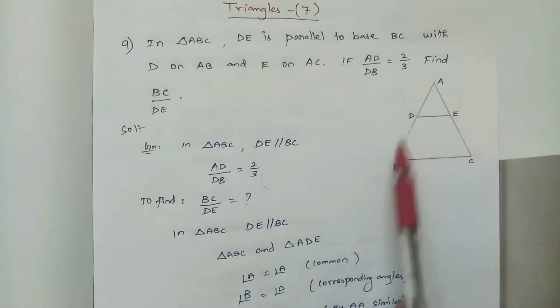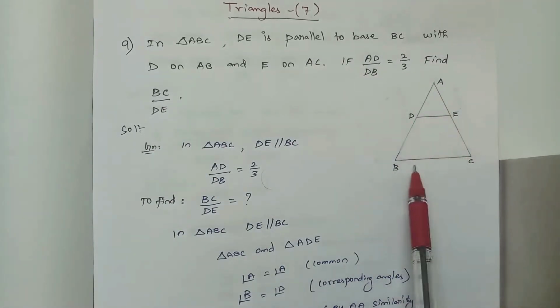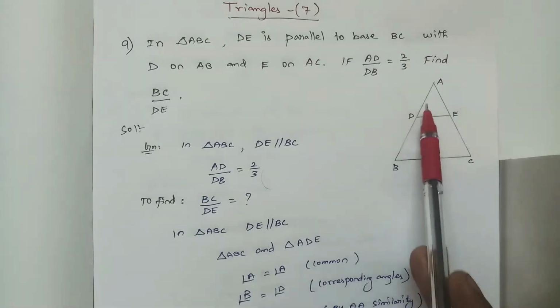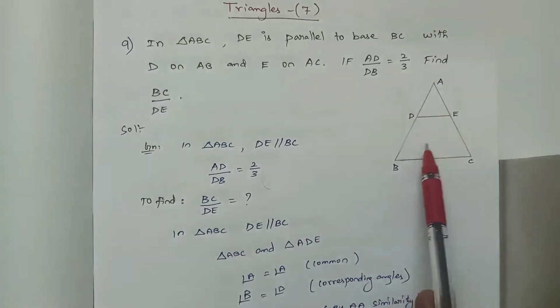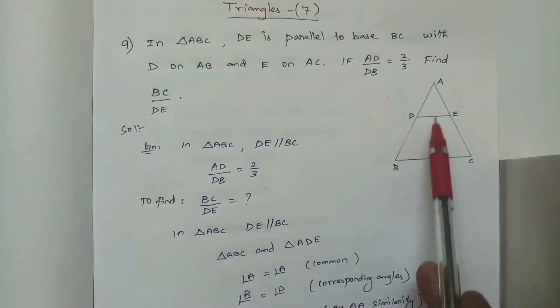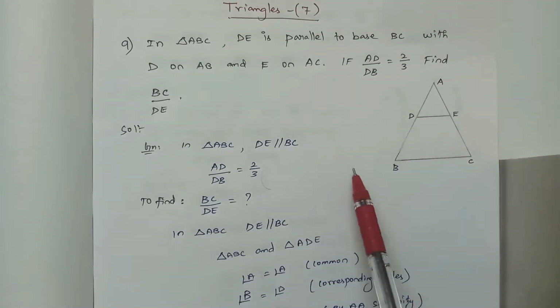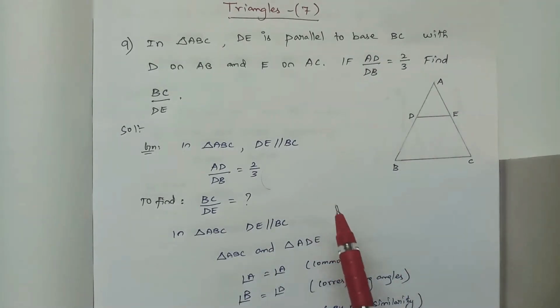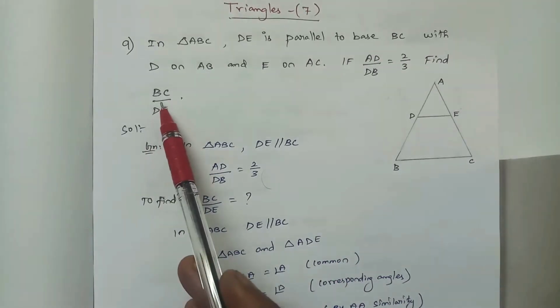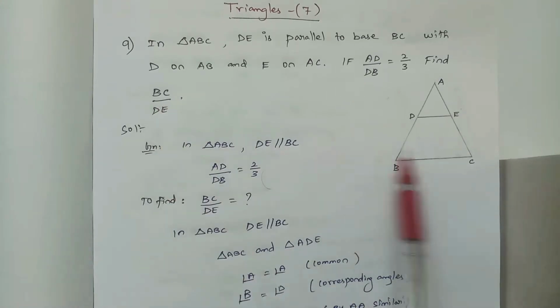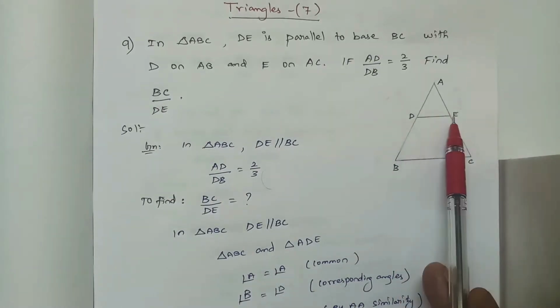BC and DE are sides of the two triangles, so first we have to prove that these two triangles are similar. After that, if these two triangles are similar, then the sides are proportional. By using the similarity criteria, we want to find the value of BC divided by DE, right?